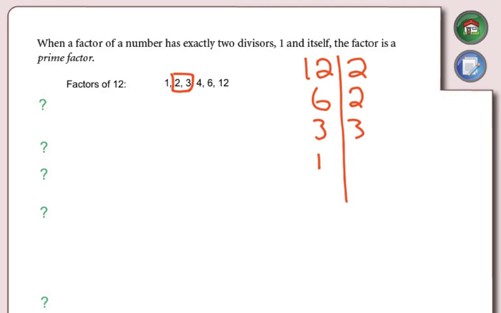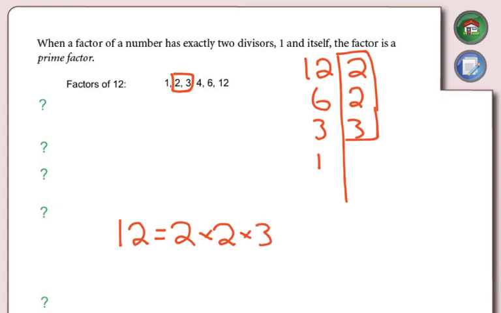Now we can actually write out 12 as the product of those factors. 12 is 2 times 2 times 3.